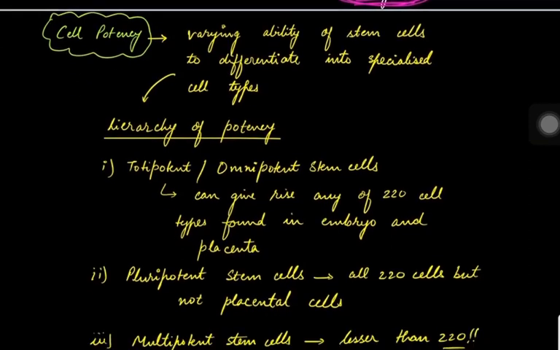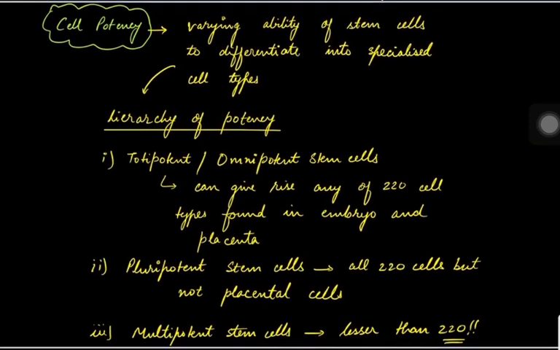Now let us cover what you understand by the term cell potency. Cell potency is a very important term. Stem cells have the possibility to grow into differentiated and specialized types of cells. The number of different types of cells that can emerge from a stem cell is known as the potency of the stem cell. So cell potency is the varying ability of stem cells to differentiate into specialized cell types, and you can arrange the cell types into a hierarchy of potency.